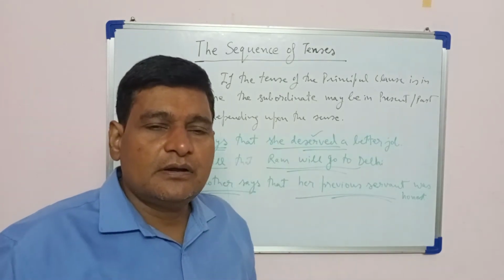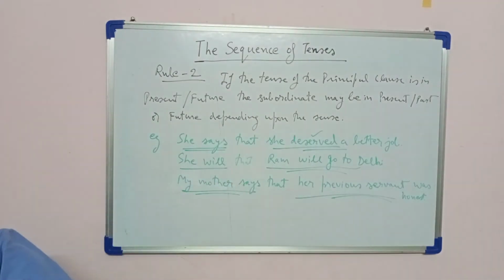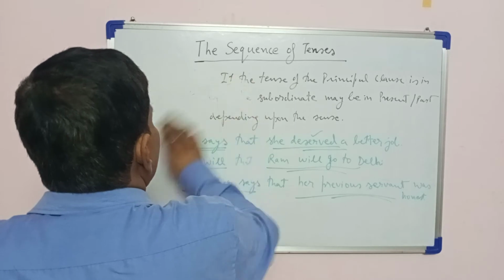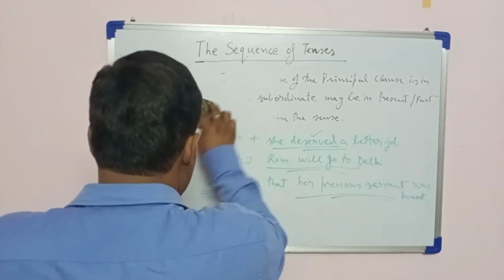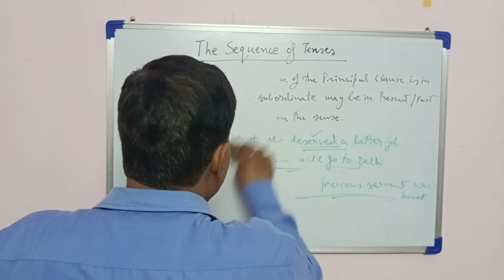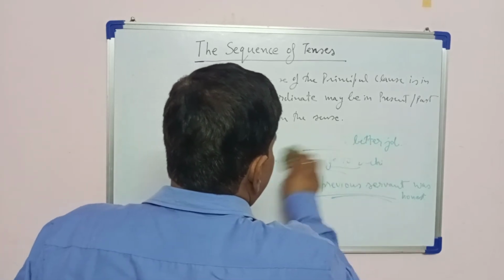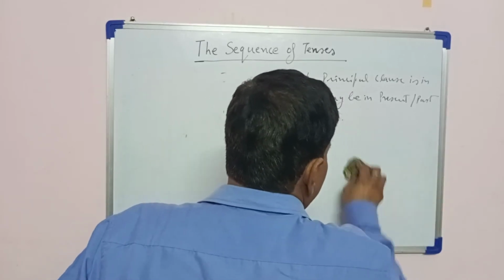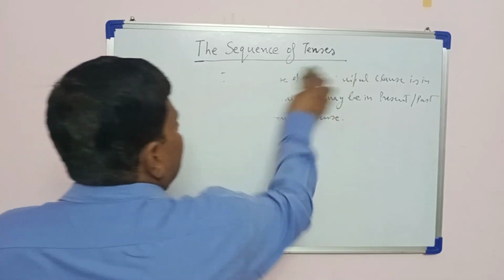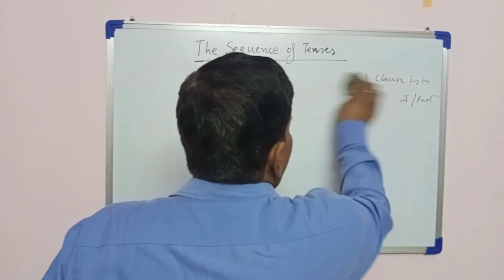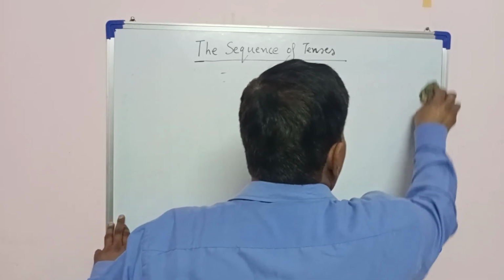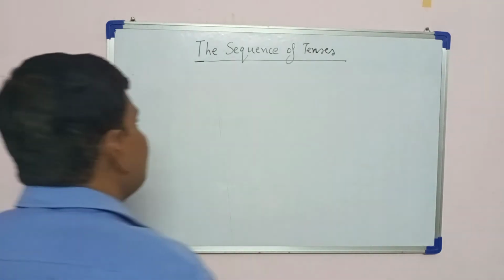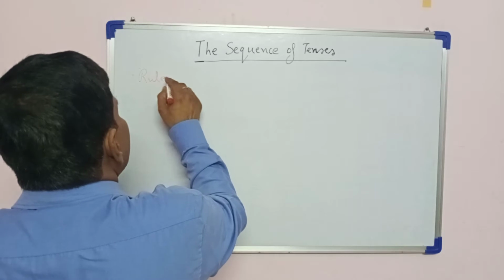Now let's move forward to another rule. The next rule says what happens if the subordinate clause is introduced by the conjunction that. Let us understand. This is rule number 3.